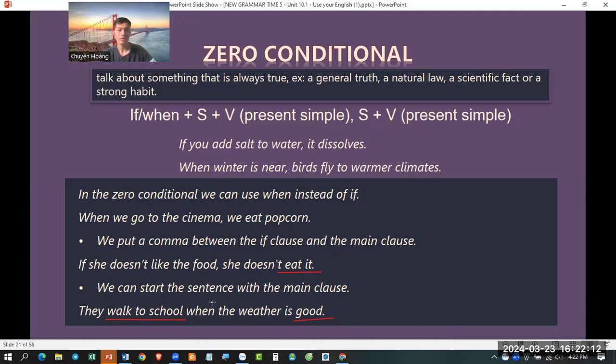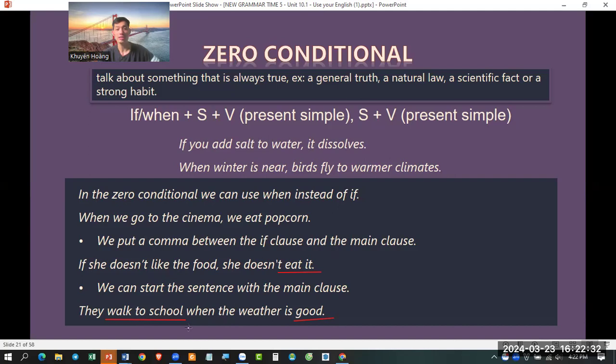And we can start the sentence with the main clause. What does it mean? You can explain in English. I don't know how to do it.